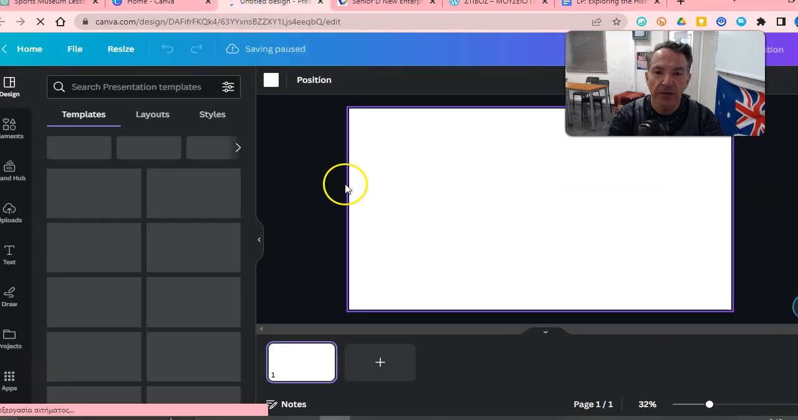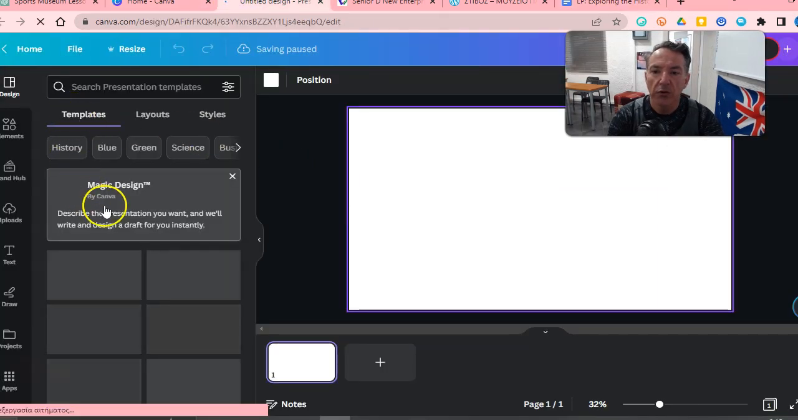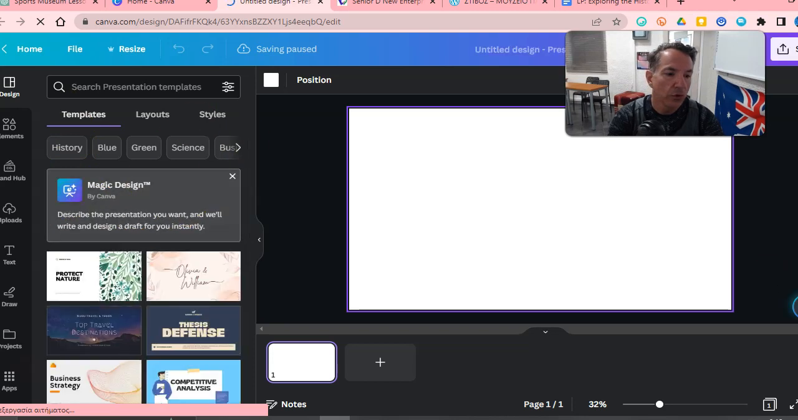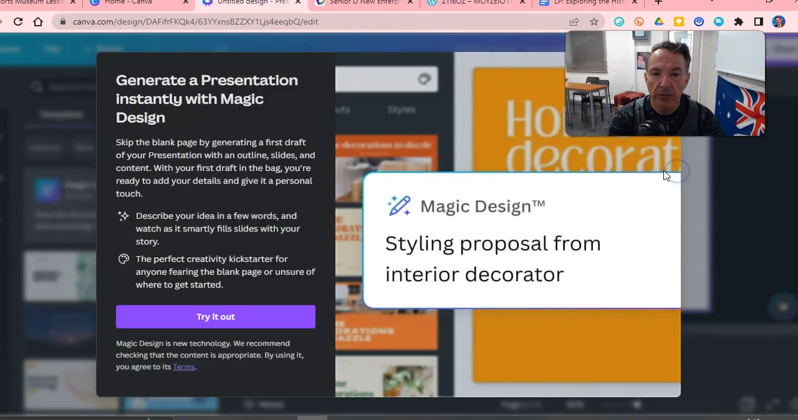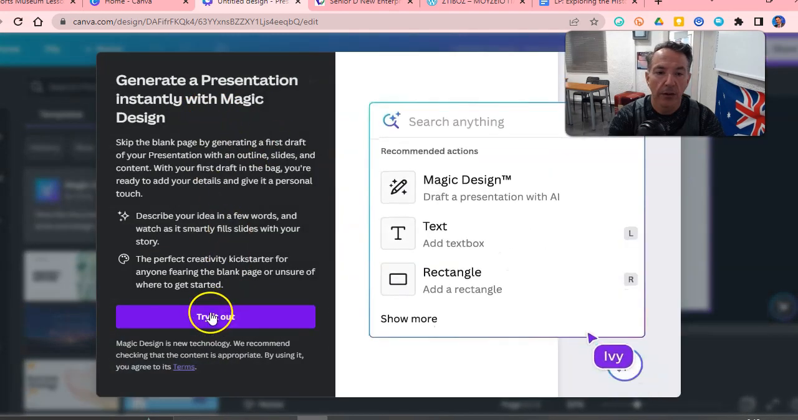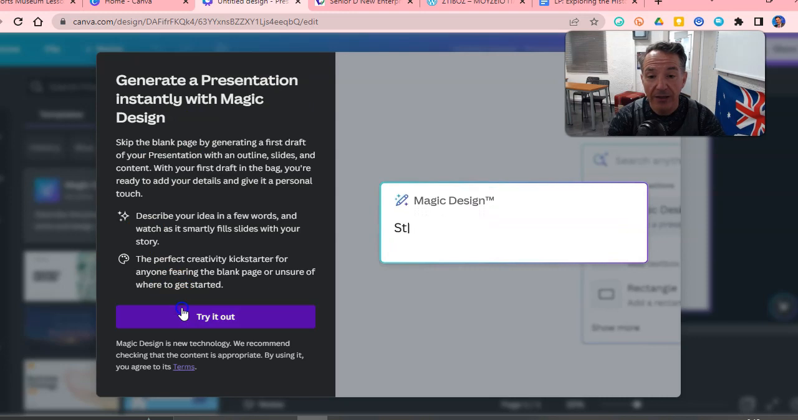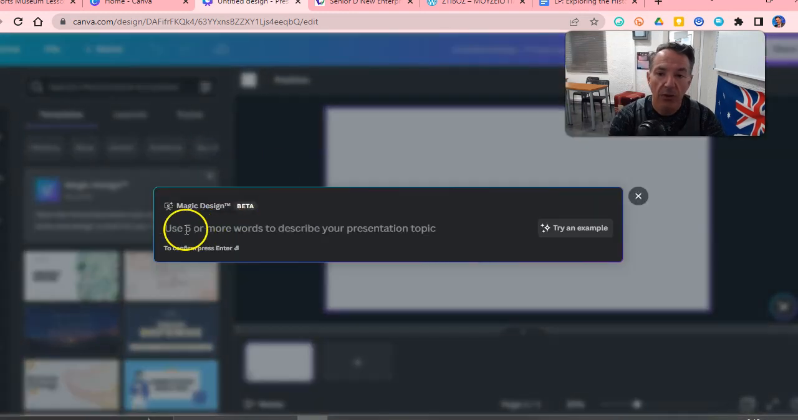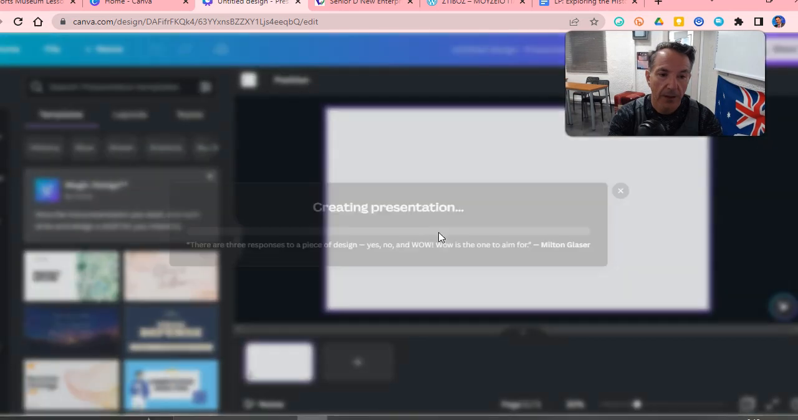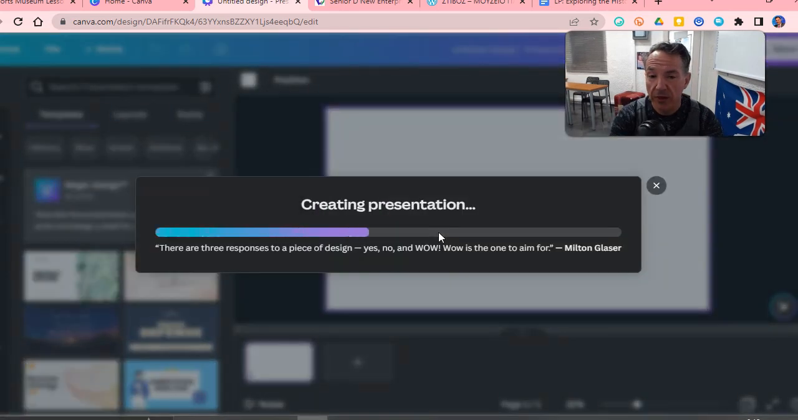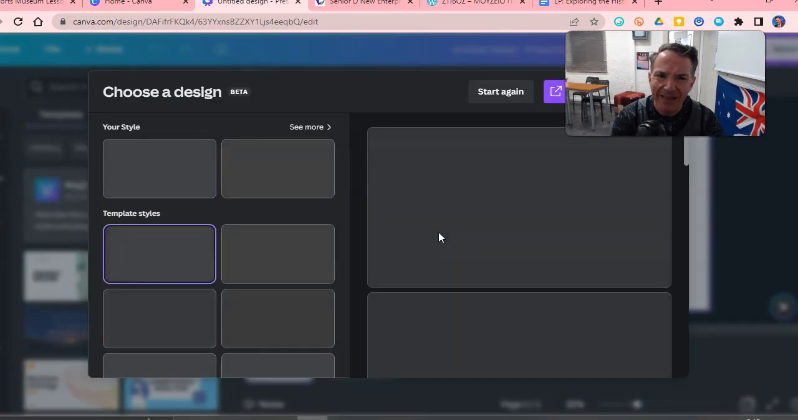And I'm going to go to CANVA, and I want to use this new tool, which you can basically see here, Magic Design. And I'm going to have AI create a presentation. And all I'm going to do is throw in Exploring the History of Olympiakos Sports Club Museum with students. And that's 70 words out of 100 max.